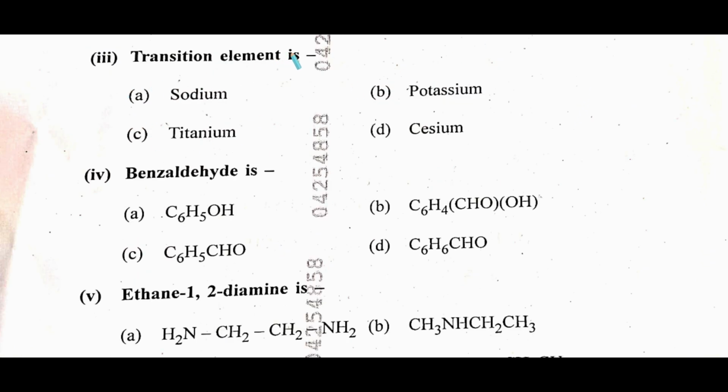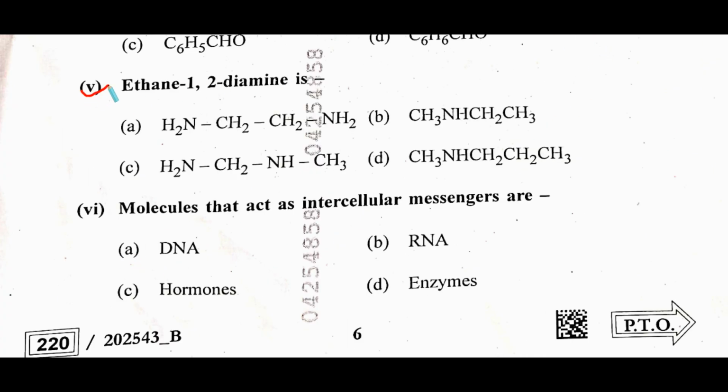In this transition element is, it is titanium. Benzaldehyde is, it is C6H5CHO. Next is ethane 1,2-diamine is, it is H2N CH2 CH2 NH2. This is molecules that act as intercellular messengers are, they are hormones.